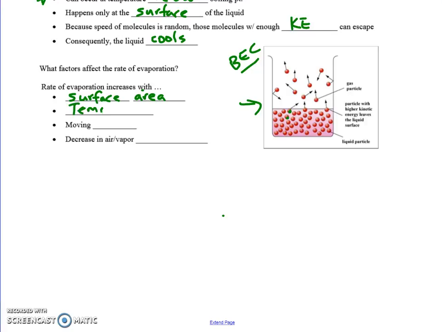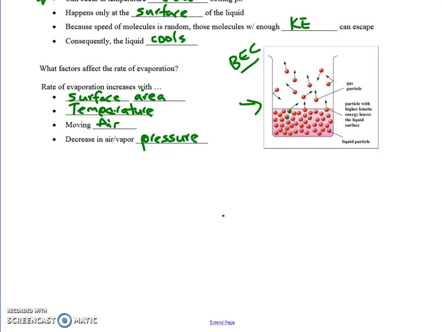Perhaps more obvious, temperature. The warmer you are, the faster it occurs. But it can occur at any temperature. Moving air. Well, there's wind, right? Why do you put clothes out on a clothesline, if you still do that, or people still do that? Because the moving air gives those molecules near the surface kinetic energy, allows them to escape, a very effective way of drying. And then lastly, a decrease in air vapor pressure. Okay. In other words, you're not pushing down on the surface, so the molecules, again, have a better chance of escaping.